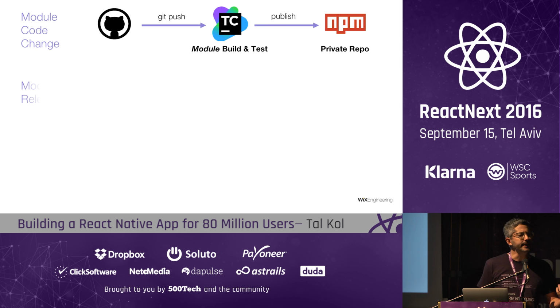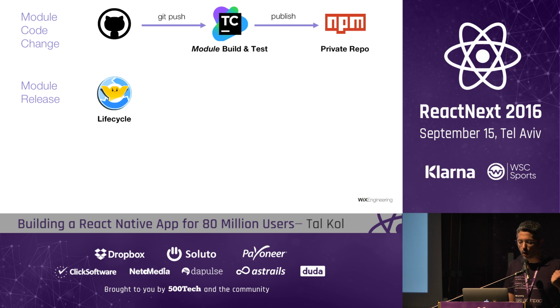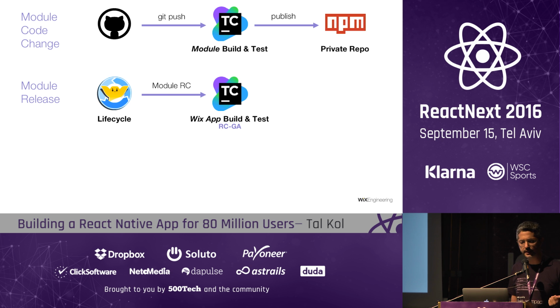Now, let's say I want to release my version. I would go to Lifecycle, and Lifecycle is a system that we have in Wix. It's a web front end that basically allows you to mark all the projects in Wix as release candidates or general availability. So you can just mark them, and they will be deployed to production. I would take my module, and I would mark it as an RC, release candidate.